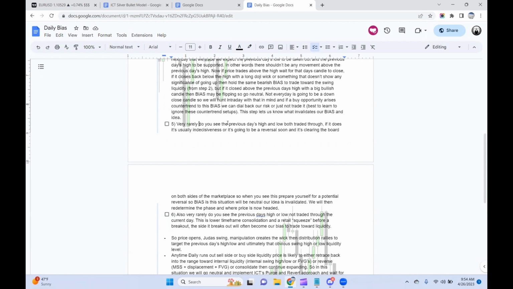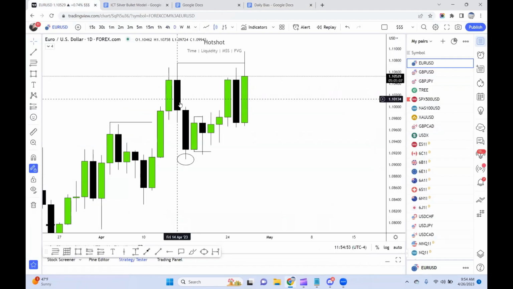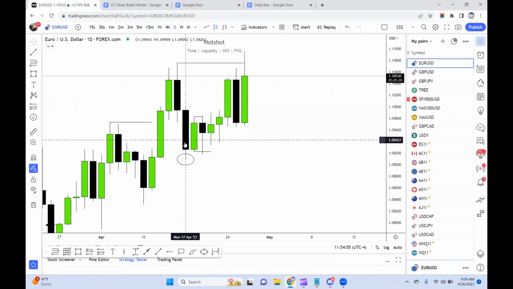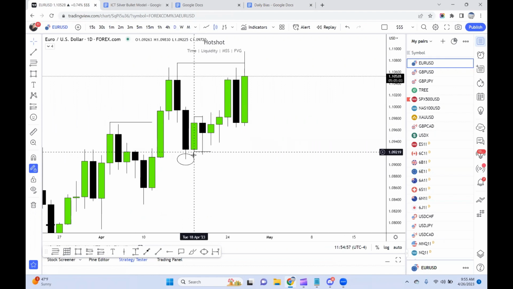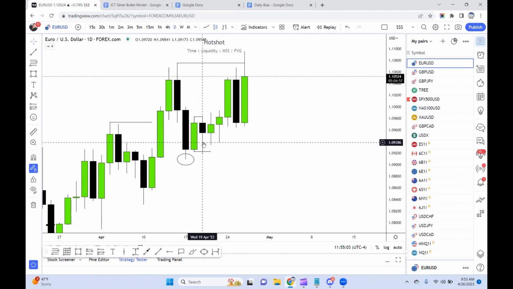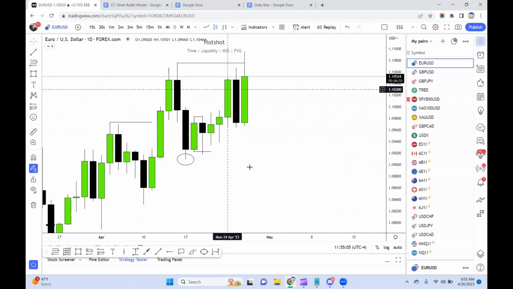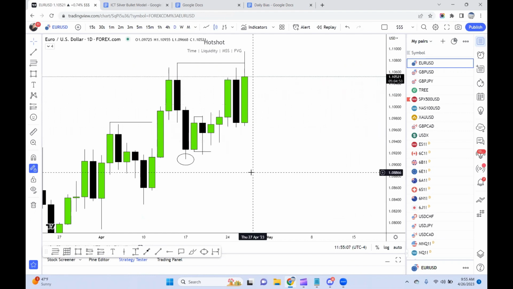So like in this case, again, it's pretty much clearing the board on both sides of the marketplace. So when you see this, prepare yourself for a potential reversal. Now, it was retracing and going bearish, right? It was going down. Took out both sides, clearing the board on both sides, taking out both sellers and buyers. And now it's starting to flip price up, right? And of course, this is hindsight, you guys.